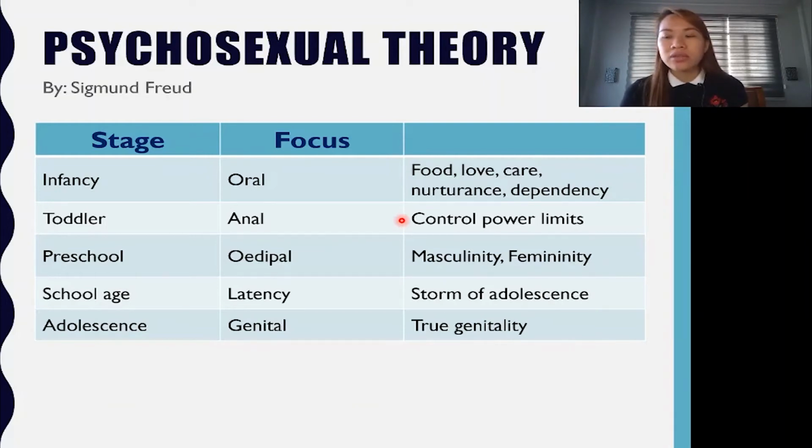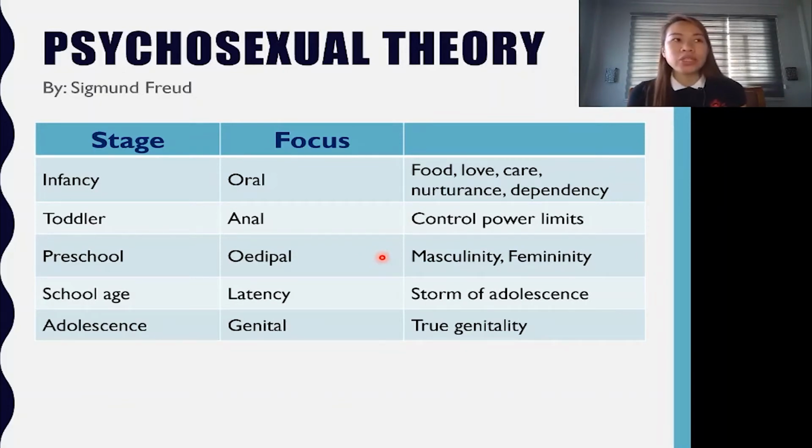They don't know how to control or to lead a certain group or to be organized. Okay? So, yun yung focus pag toddler. Ang preschool naman is oedipal. So, meron tayong masculinity and femininity dito. So, Oedipal complex.